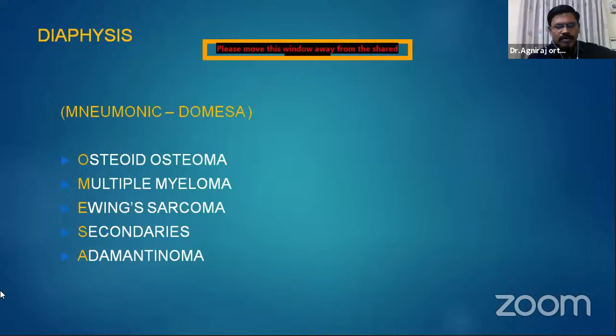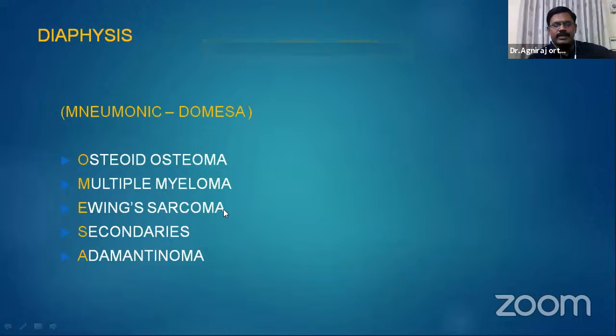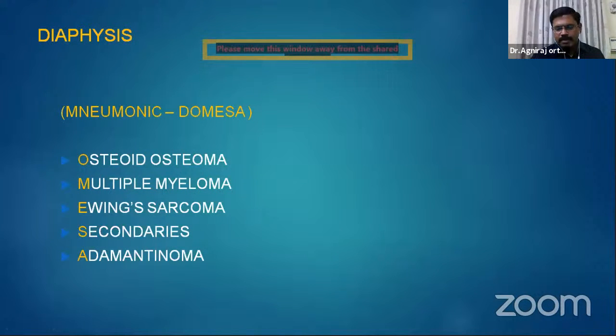Among this, you should never forget osteoid osteoma and Ewing sarcoma. Osteoid osteoma is the most common true benign bone tumor. It arises from femur diaphysis. Ewing sarcoma, most common primary malignant bone tumor in the first decade. It also arises, most common site is femur diaphysis. Okay, so these are the tumors arising based on the location in the longitudinal plane.